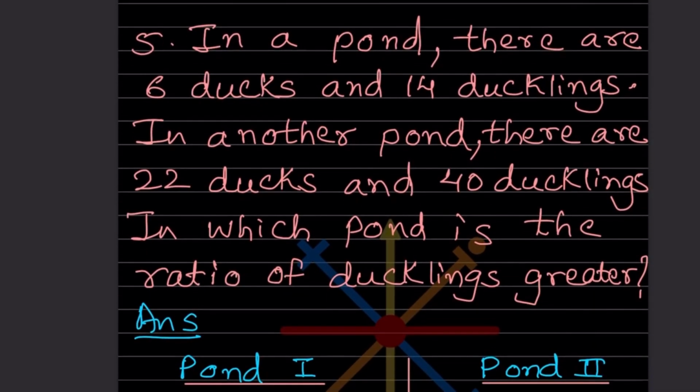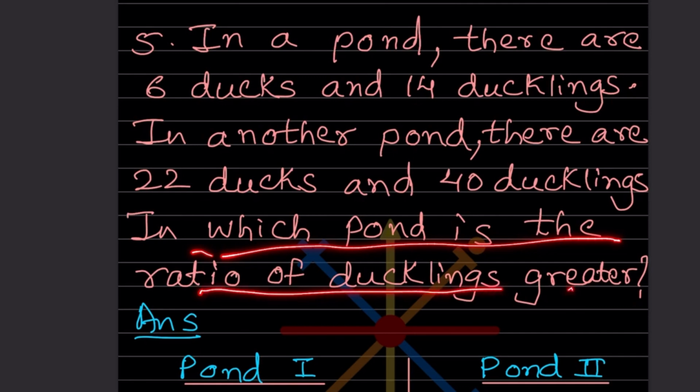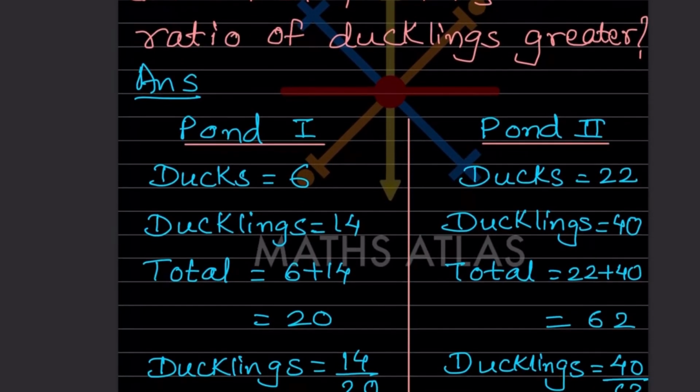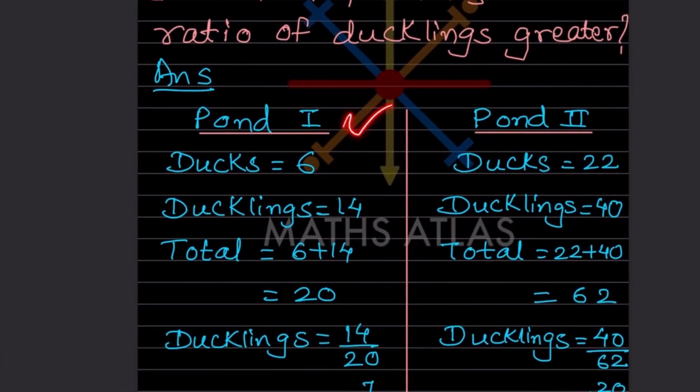Now the next question says that in a pond there are 6 ducks and 14 ducklings. In another pond, means there are 2 ponds, in a pond means that is 1, and in the another pond there are 22 ducks and 40 ducklings. Then he said, in which pond is the ratio of ducklings greater? So now what did I do? I did 2. This is pond 1 and this is pond 2.